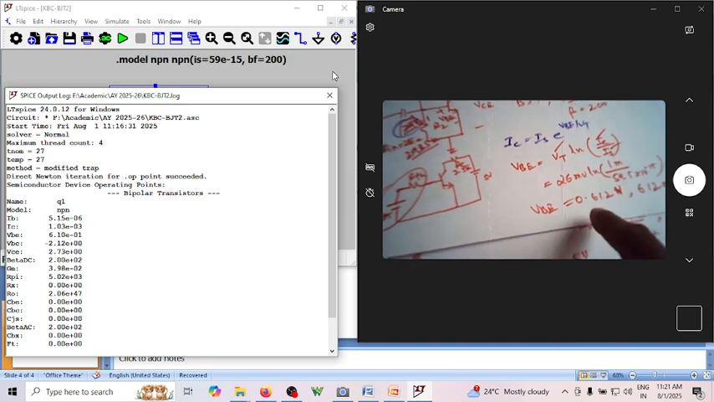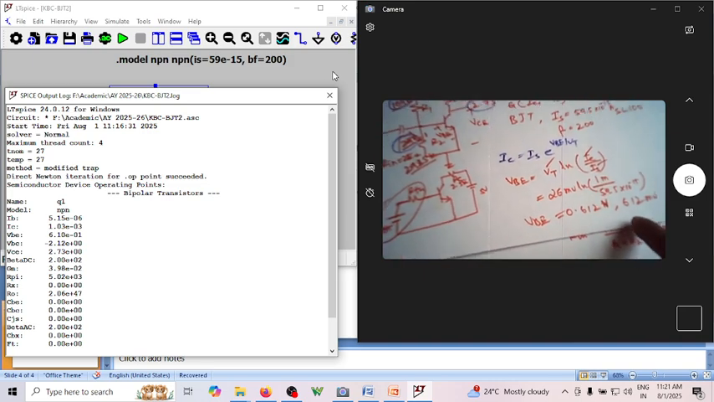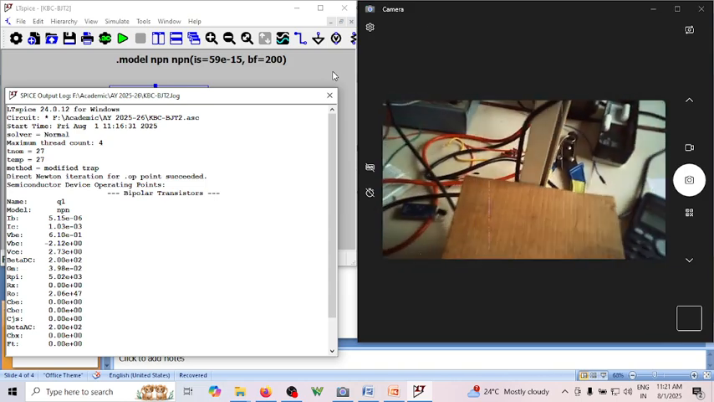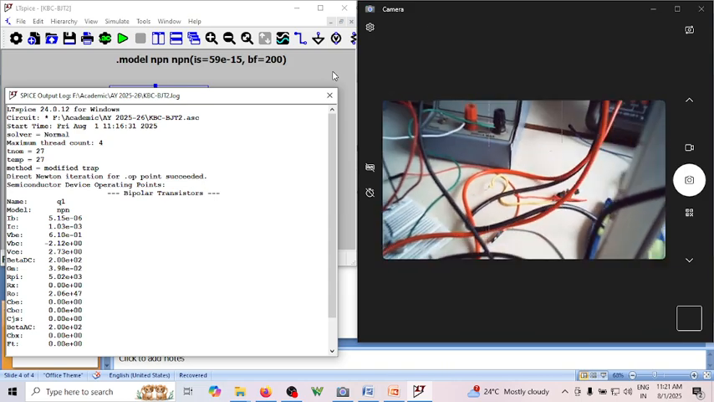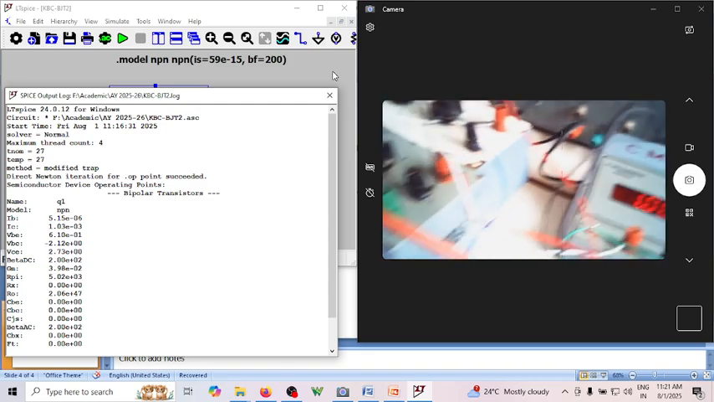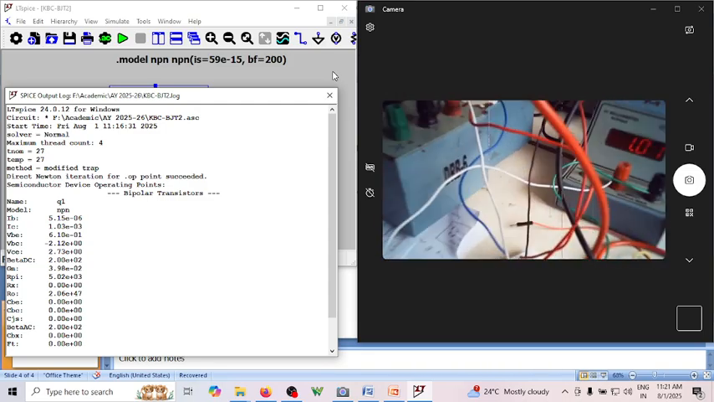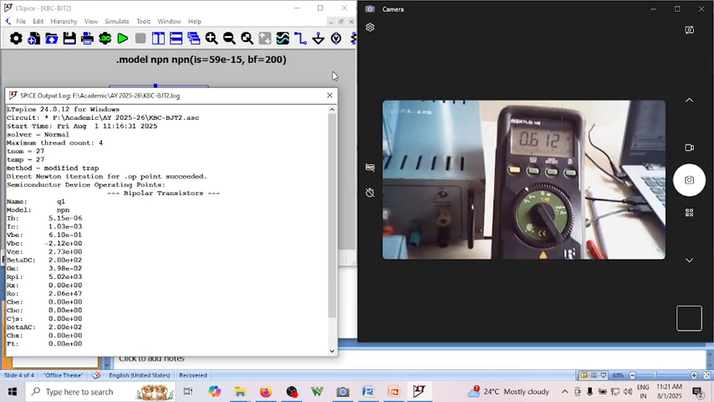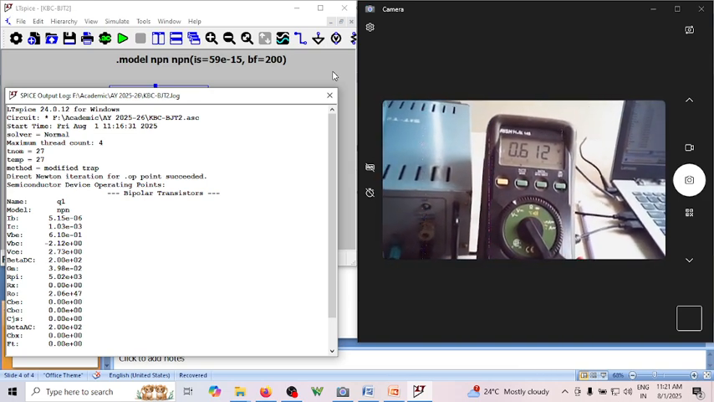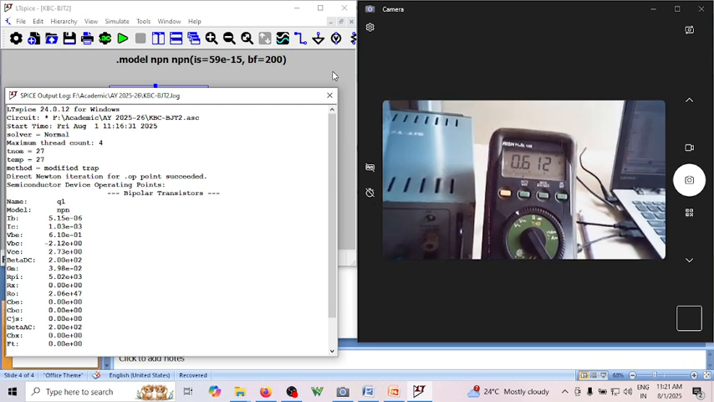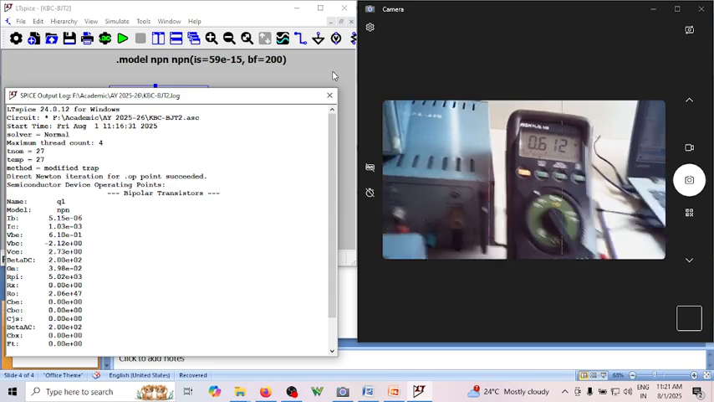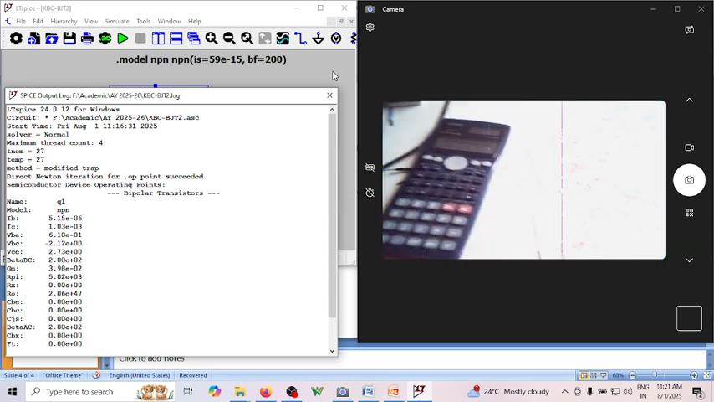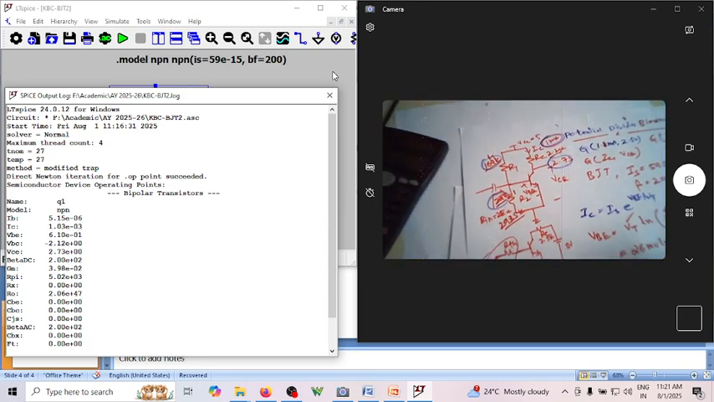So we were supposed to get a VB of 0.612. You can just verify. So I'll show you that VB also. VB comes out somewhere here. See that? Is it not almost 0.612? It is so perfect.